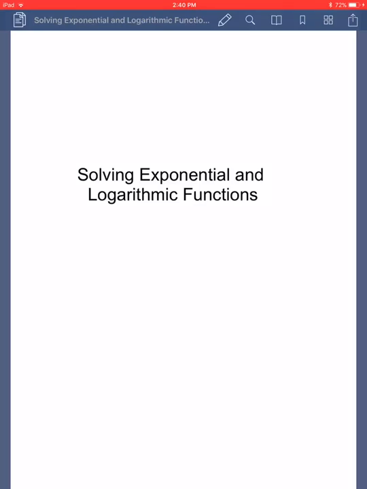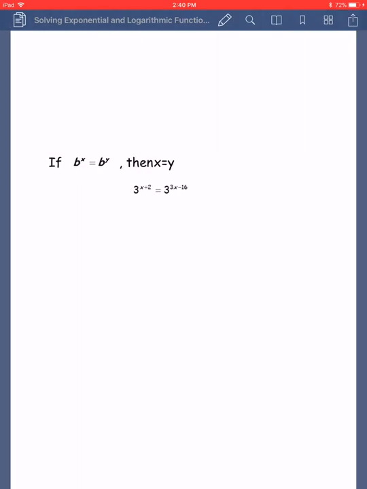Okay, so we're going to be solving exponential and logarithmic functions today. So really putting everything about exponential functions, logarithmic functions all together. We've already talked about this before, so if I have b raised to the x power equals b to the y power, your bases are the same, so you can drop the bases and set your exponents equal to each other.